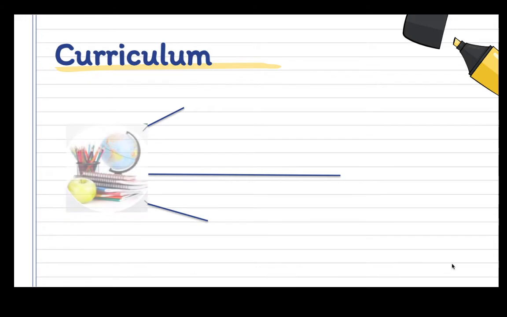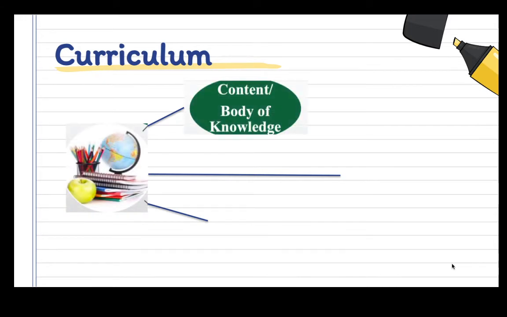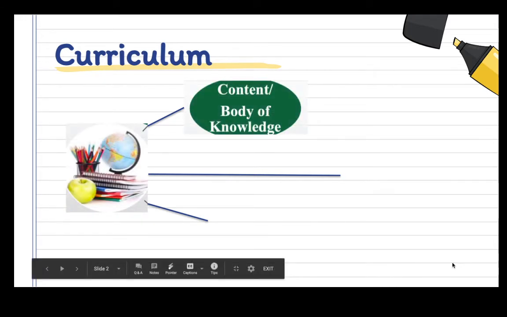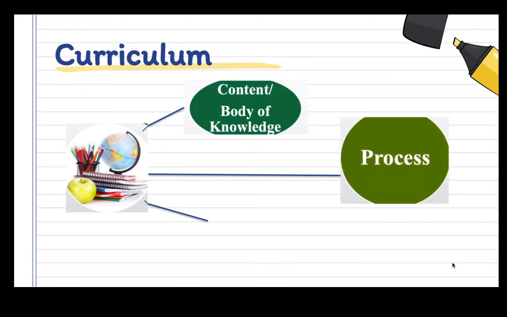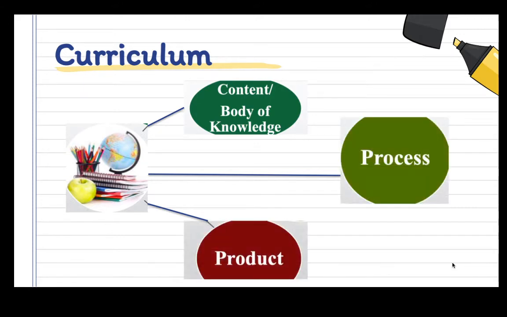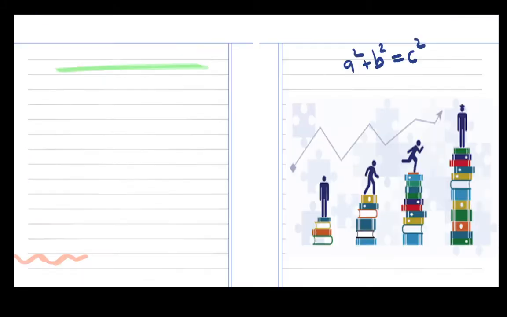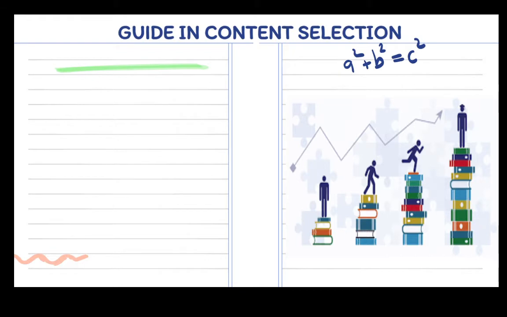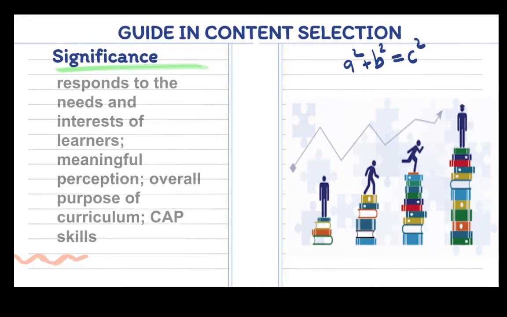What is curriculum? Curriculum is a content body of knowledge that we educators will be teaching to our students. It's a process and a product so that we can attain our goals. Guide in content selection. Significance. These respond to the needs and interests of learners, meaningful perception, overall purpose of curriculum, or the CAP skills.